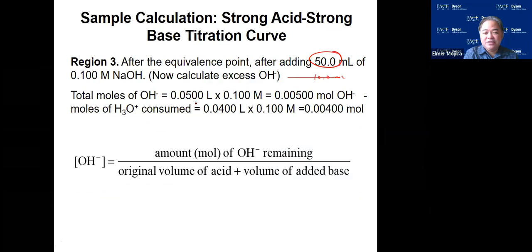of your NaOH. So if you're going to look at this, this is the hydroxide. So you end up with this moles, and then you divide it by the total volume, which in this case is 50 plus 40, 90 ml, and convert it to liters. So you should be able to get the concentration of your hydroxide.